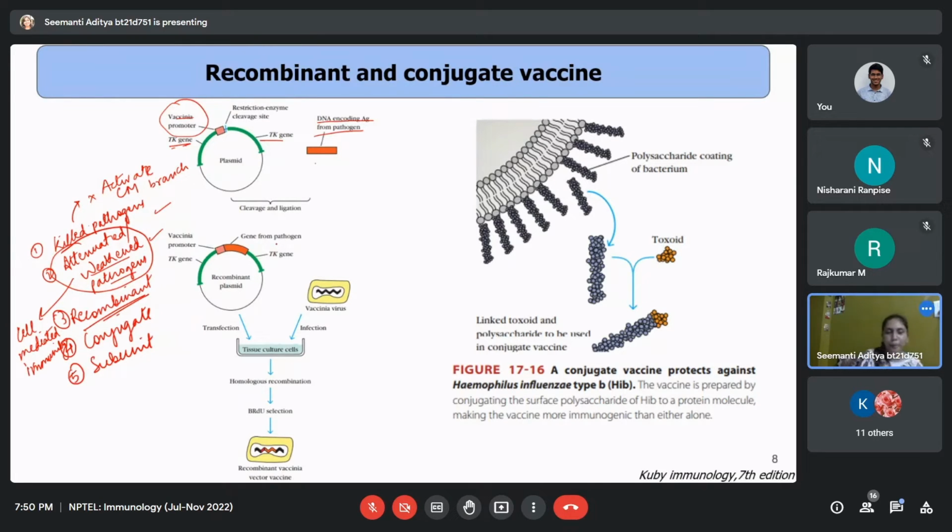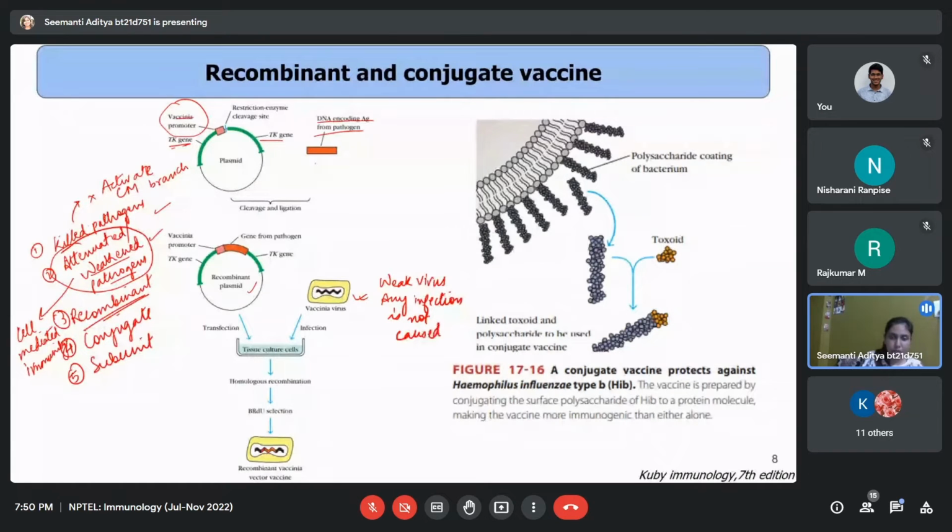Now, this is the clone that you have made. This is the recombinant plasmid that you want to inject to generate an immune response. So this plasmid is co-transfected with a vaccinia virus. This is a vaccinia virus. It's a very weak virus. It's not going to cause any infection.